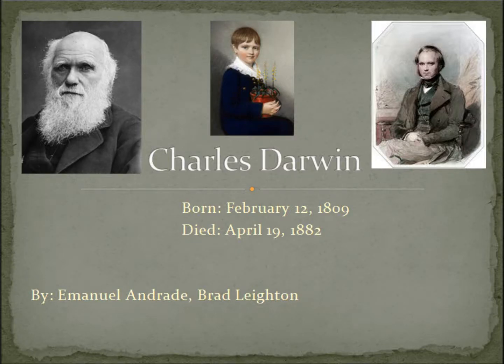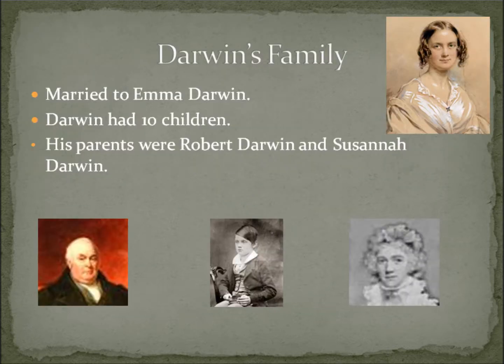Charles Darwin was born February 12, 1809 in Mount Shrewsbury, UK. He died April 19, 1882 in Downhouse, UK. Charles Darwin was married to Emma Darwin. Together they had 10 children. His parents were Robert Darwin and Susanna Darwin.